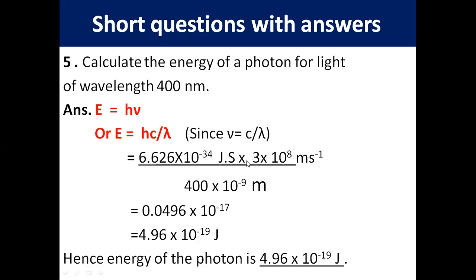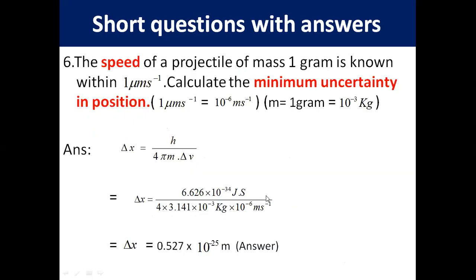into the velocity of light, which is 3 into 10 to the power 8 meter per second, divided by lambda. Lambda given in the question is 400 nanometer. Since 1 nanometer is equal to 10 to the power minus 9 meter, 400 nanometer is equal to 400 into 10 to the power minus 9 meter. So E is equal to 4.96 into 10 to the power minus 19 joule. The energy of the photon is 4.96 into 10 to the power minus 19 joule.